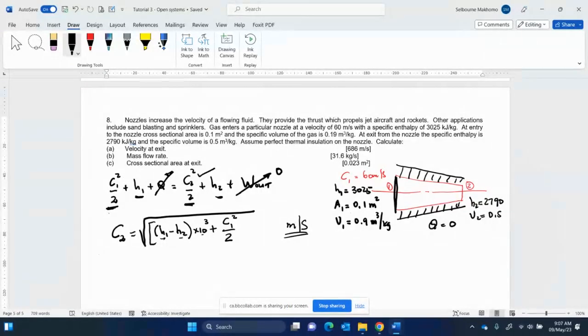C1 is how much? Let me check. Yes, C1 is 60 meters per second. So if you don't convert this to joules, you'll find that your C2 is going to be something like 14 or 15 meters per second, which means it's wrong. There's no way for a nozzle that outlet velocity can be less than inlet. The function of the nozzle is to increase the velocity, not to decrease it. So that's why we have to multiply by 10 to the power 3 to convert kilojoules to joules per kilogram. So we are going to have what?